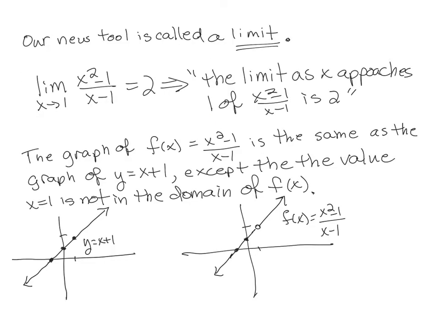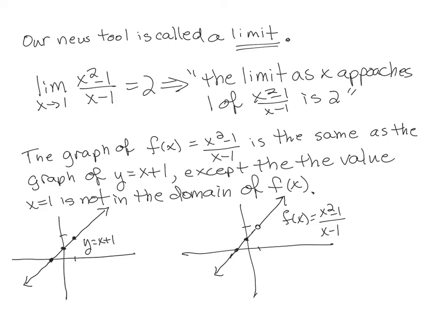Okay, the way you write a limit, you see LIM for limit. We're saying that the variable that is independent in our function is going to approach a value. That's an arrow right there. So the limit as x approaches 1 of this function is 2. The limit as x approaches 1 of that function is 2. That's how this is read, and this is how you write it.